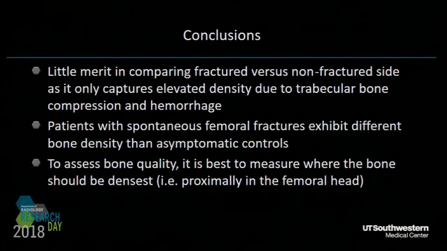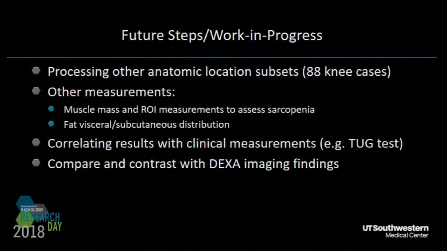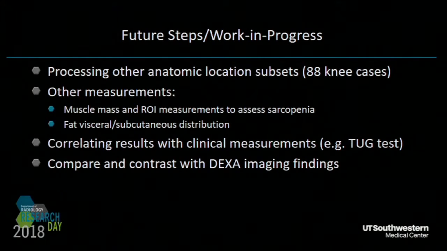So conclusions, basically there's little merit in measuring at the site of fracture to calculate or observe the reduced bone density and bone insufficiency. It's better to measure somewhere else, proximal or distal to that site. Future work, we have 88 knee subset fractures that we are processing. We've also done muscle and fat analyses for our femoral fractures that we're currently doing statistics on. We could also correlate our findings with clinical measures like a timed up and go test, as well as DEXA imaging.